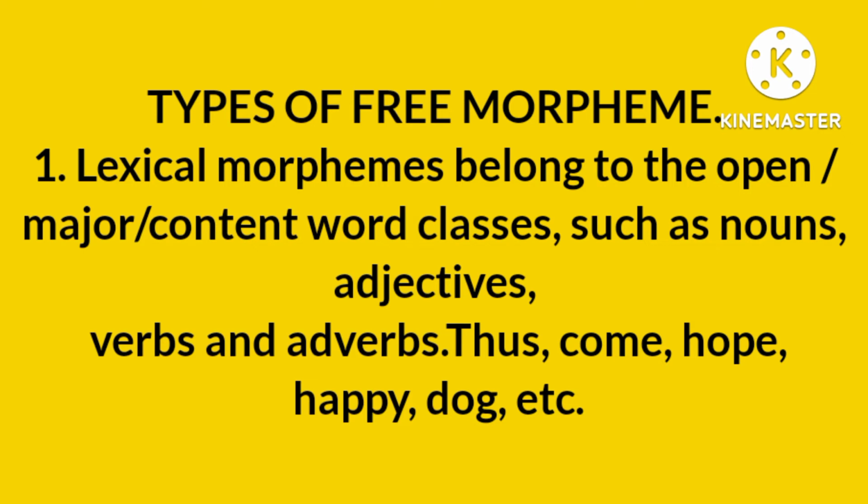Let's look at the types of free morphemes. There are two types of free morphemes. They are lexical morphemes and functional or grammatical morphemes. Let's look at lexical morphemes. Lexical morphemes are morphemes that carry meaning on their own. They carry dictionary meaning. Such morphemes belong to the major open content word class, such as nouns, adjectives, verbs, and adverbs. Examples of lexical morphemes are sit, come, etc.